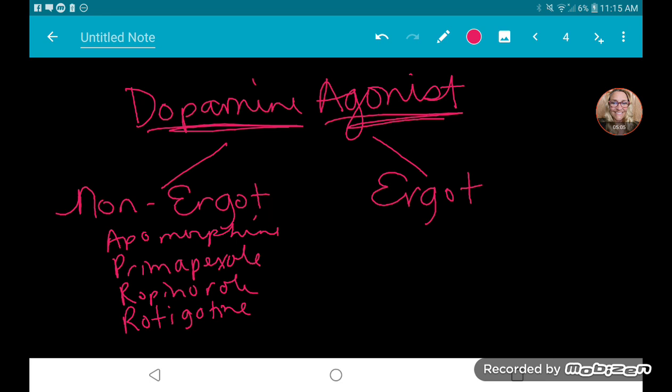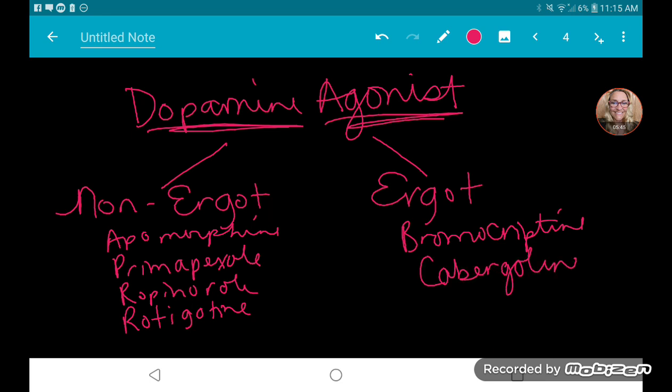The ergo derivatives, the ergo-dopamine agonists. Can you list them? I'm going to give you time to list them. Okay. If you said bromocriptine and cabergoline, you are absolutely correct.